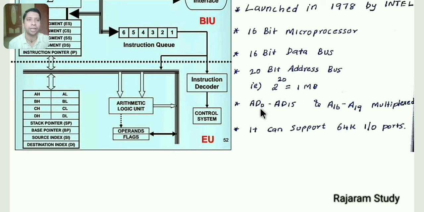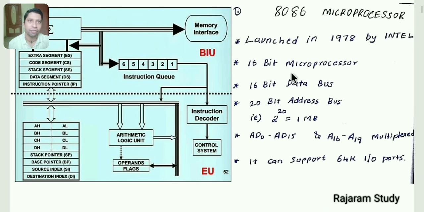In our 8086 architecture, we have a multiplexed mode of addressing. That is, we have a 16-bit data bus and a 20-bit address bus. AD0 to AD15 indicates that this is multiplexed, where the same lines are used for both address and data bus. That is, these 16 lines are used for both data bus and address bus in the multiplexed mode, and A16 to A19 is dedicated for our address bus. It can support 64K input output ports.